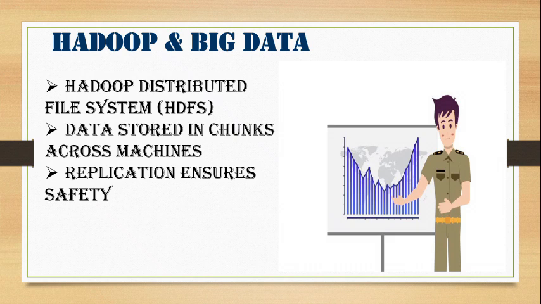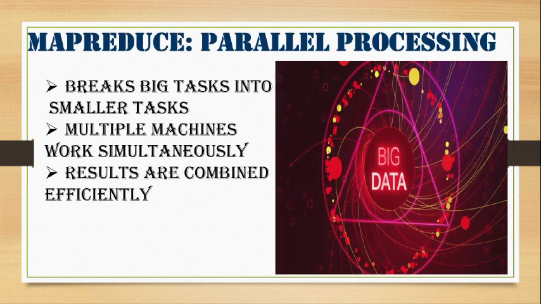When it comes to processing, Hadoop uses something called the map-reduce technique. Think of it as taking a long, complicated task and dividing it into smaller jobs that can be completed at the same time by different machines. Once all the smaller tasks are done, the results are combined into a final answer. This parallel processing makes handling big data not only possible but efficient.